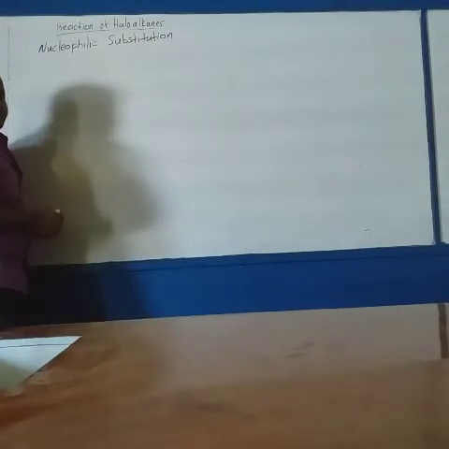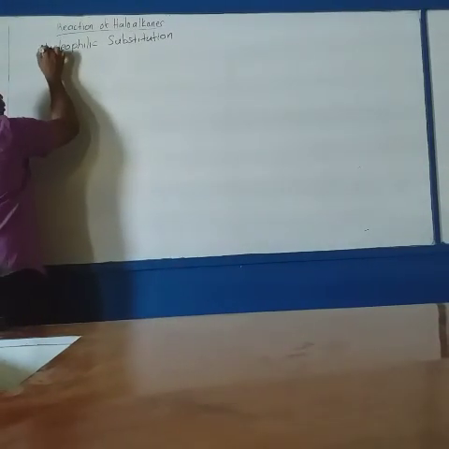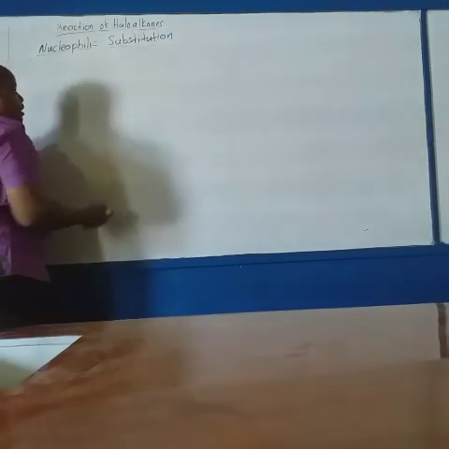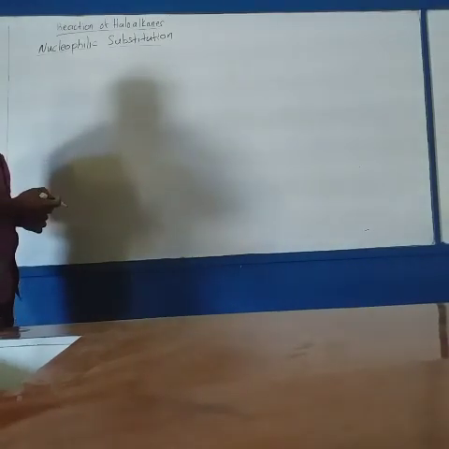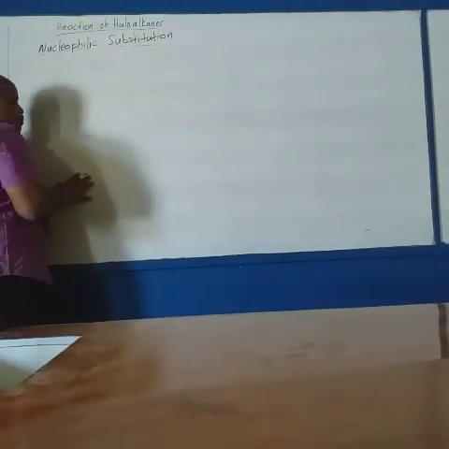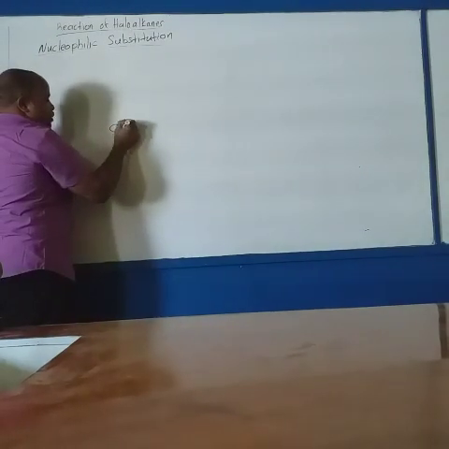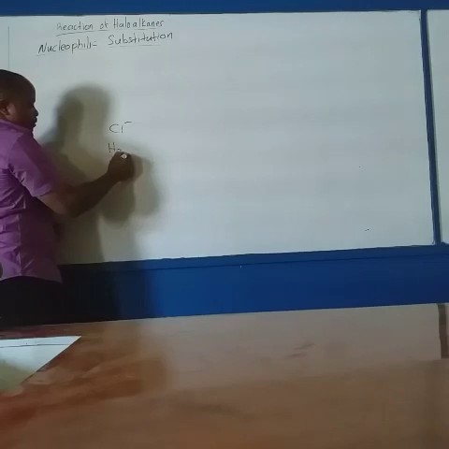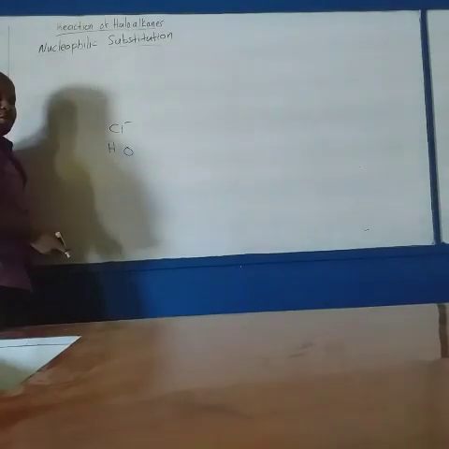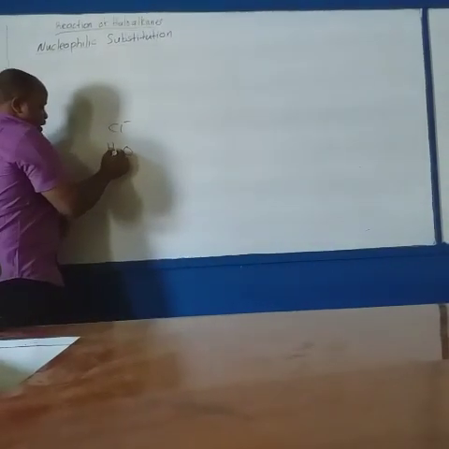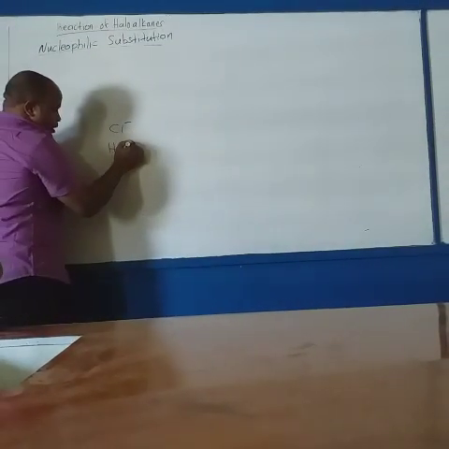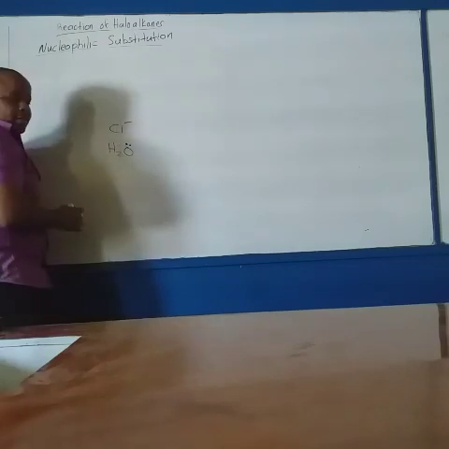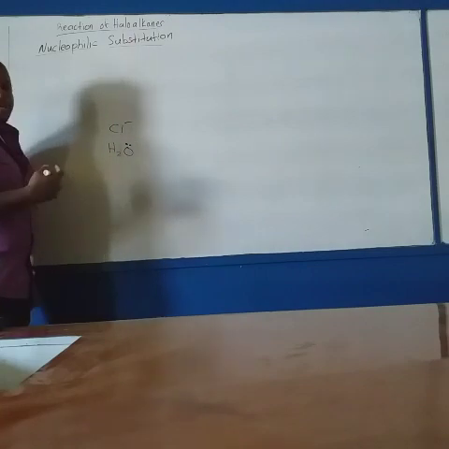nucleophilic substitution. As the name suggests, it means that we are going to substitute one nucleophile for the next one. So remember, a nucleophile is anything with what? A negative charge or a lone pair. The chloride ion has a negative charge, therefore it's a nucleophile. If you look at water, there is no charge. However, the oxygen has lone pairs on it. So once it has a lone pair, it is a nucleophile.